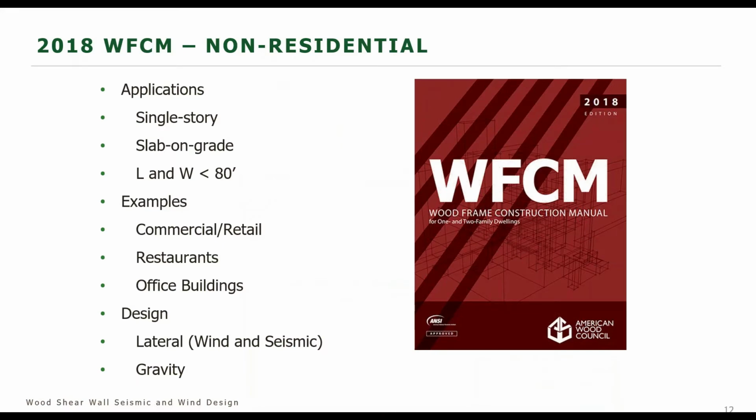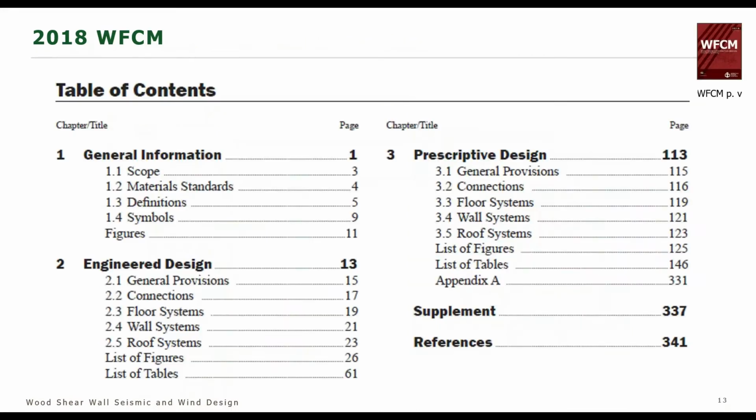In terms of non-residential construction applications for the WFCM, it would be a great time saver for something like a single-story slab-on-grade structure whose length and width are less than 80 feet. So something like a commercial or retail structure, restaurants or office buildings would be something that you could use the WFCM for. And you can use it not only for the lateral designs, but also the gravity designs, and it can save you a lot of time in the design phase of your structure. So it can be very helpful in that.